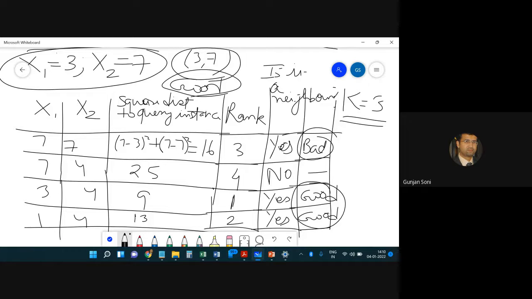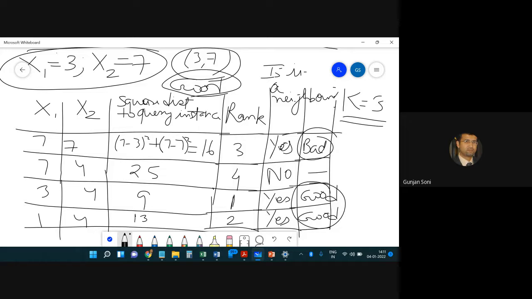So for simplicity, we start with k equal to 1, which does not make any sense. K equal to 2 we avoid to get any ties, and we generally start with k equal to 3. Then you can go to k equal to 5, 7, 9, depending on the size of the data you have. Okay, so that is about the KNN algorithm.